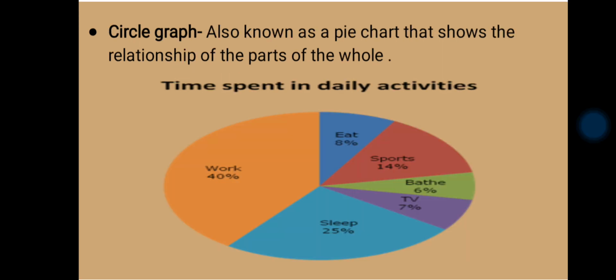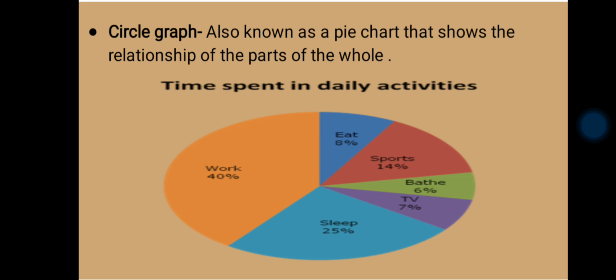So now let's proceed to circle graph. Circle graph, also known as a pie chart, shows the relationship of the parts to the whole. So, a circle graph is a way to show how different parts make up a whole. Imagine a pie where each slice represents a portion of the pie. Each slice is usually shown in different colors, and the size of the slice shows how big that part is compared to the entire pie. So, the whole pie represents 100% of the things you're looking at.